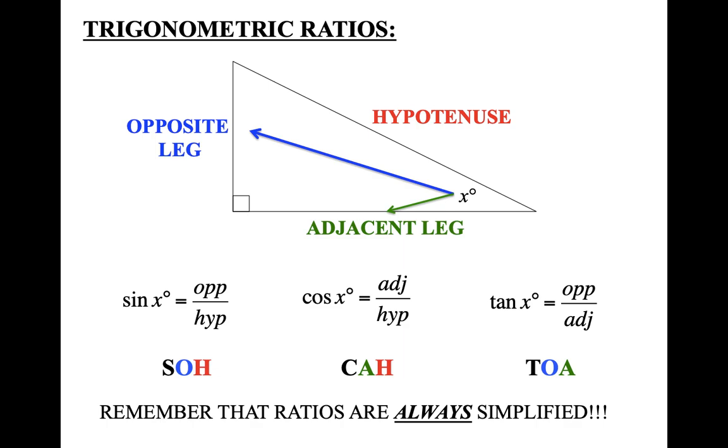Remember that ratios are always simplified. So I touched on that at the beginning here when we said that the triangles are similar and so the ratios will always simplify to the same value. So when you're looking at your ratios, you always want to put them in simplest terms. So if you get that the sine of an angle is 6 over 8, you're going to want to make sure that you reduce that to 3 over 4.